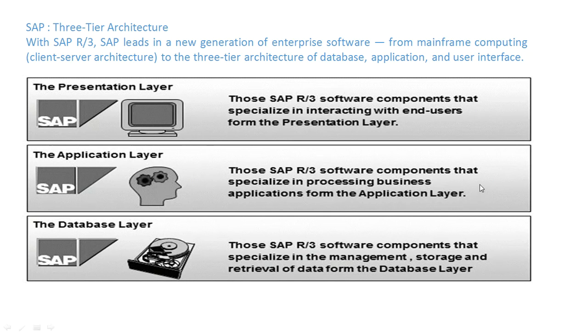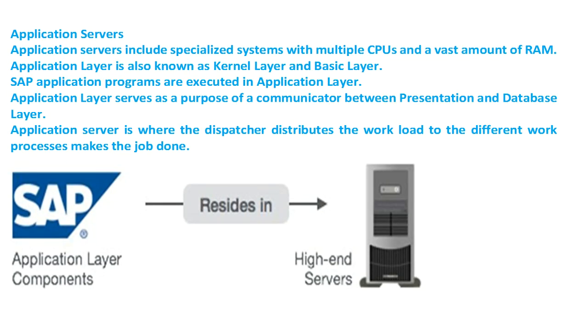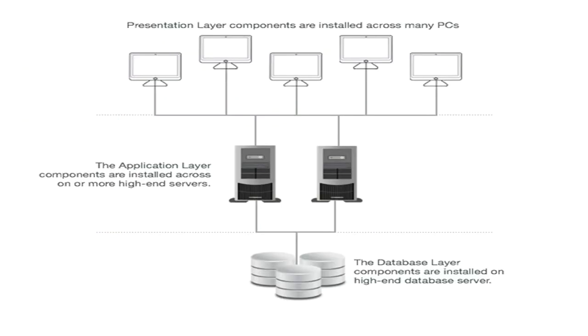Middle one is the application software, that means SAP software itself. And the third layer is called your database layer, where the data is actually stored, and from time to time, as per the command of the user, the application layer retrieves the data, converts it as per the required format and presents it to the person who is sitting at the presentation layer. So this is the three-tier architecture of SAP. I have already discussed the three-tier architecture. Then we will go to the next one.